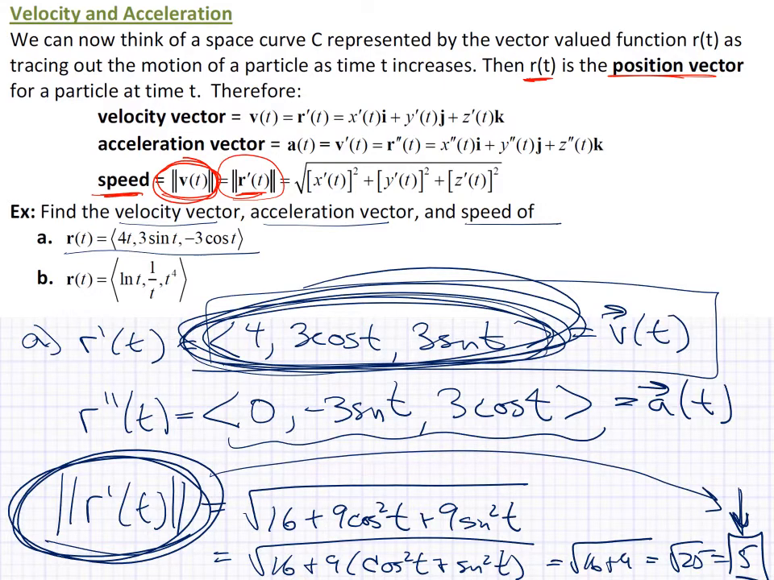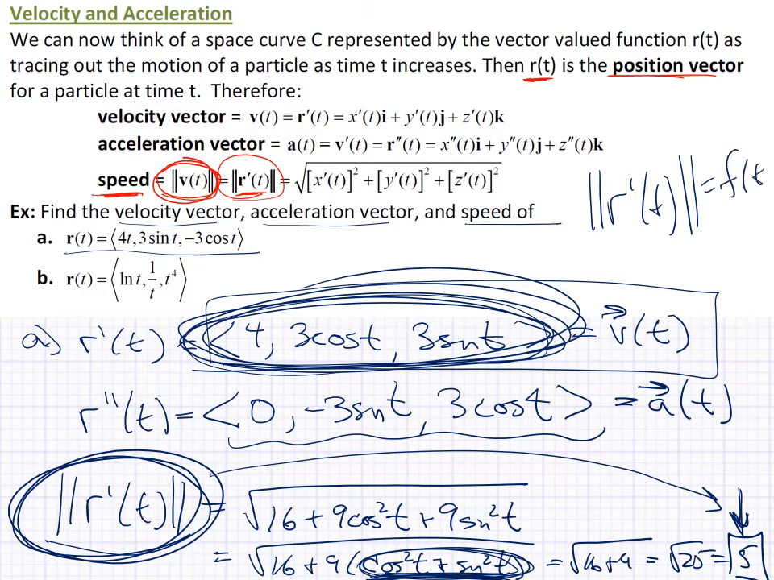It's not always, though, right? We're not always going to be able to get t's to just disappear out of this thing. Because of the Pythagorean identity, we made this equal 1, and the t's just disappeared. Most times, the magnitude of r prime will equal some function of t, okay? Most of the time. But sometimes not. And when it equals just a constant, that tells you that the speed is 5.